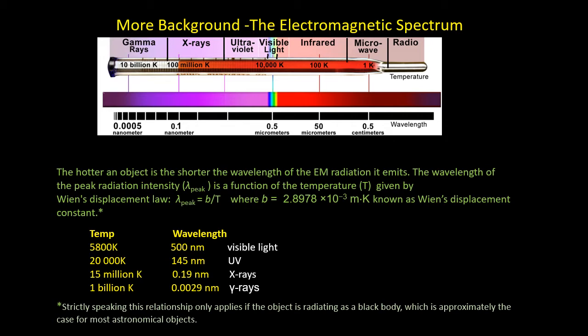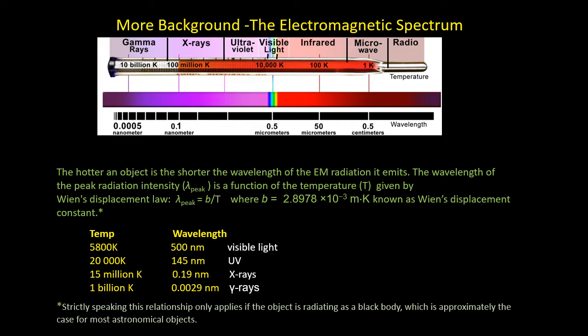If we have a temperature of 5,800 Kelvin, that's the surface of the sun, the peak wavelength is 500 nanometers. That's in the visible light region of the spectrum. In fact, it's yellow light, which is why you see the sun as yellow. If we go to 20,000 K, that's the temperature of a star much hotter than the sun, then the peak will be in the ultraviolet. Although they emit some visible light, most of the radiation is in the ultraviolet.